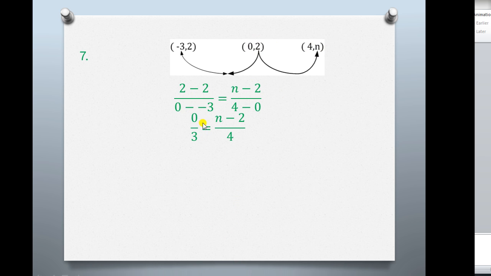Then the next step to that will be a matter of simplification. So we have 0 out of 3 equals n minus 2 out of 4. Then remember, 0 out of 3 is as good as 0. So now when you cross multiply at this level, you will get n minus 2 equals 0. And automatically that gives us the value of n as 2. So that is our question 7, I beg your pardon there.